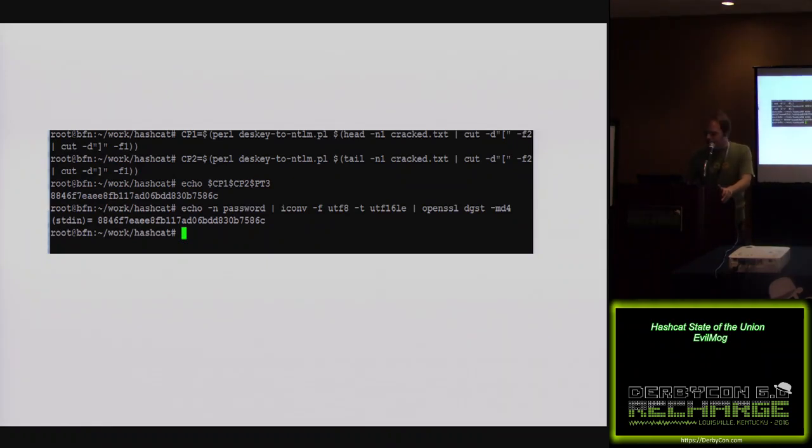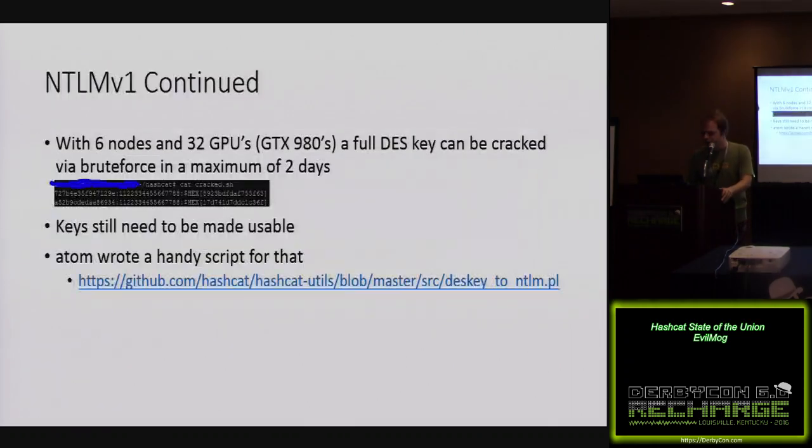So as a comparison, what this does is CP1 is the cracked component 1, CP2 is the cracked component 2, and then PT3 is the final piece of your NTLM hash that was indicated right.